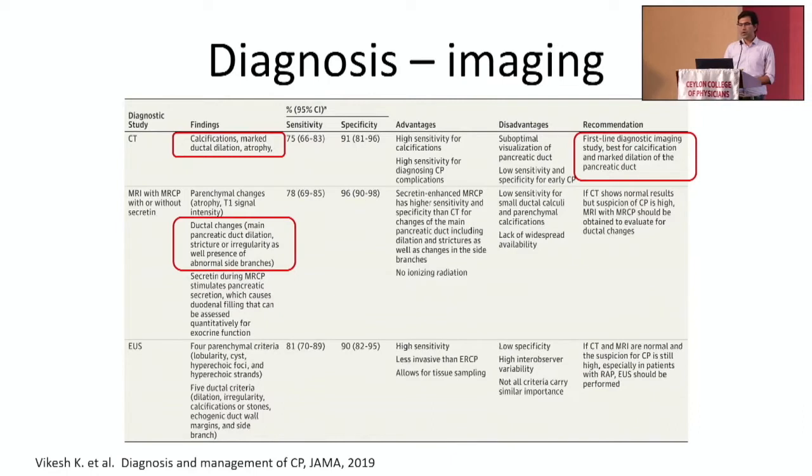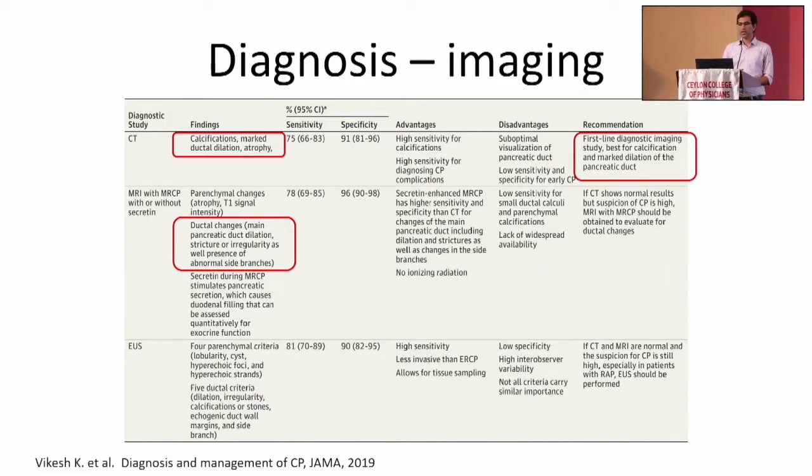So in this slide, I want to highlight a few things. This slide summarizes the imaging modalities available for the diagnosis of chronic pancreatitis. As I previously mentioned, contrast CT abdomen is the first line imaging modality to look for calcifications, pancreatic atrophy, and presence of duct dilatation. But the contrast CT abdomen may not be very sensitive in diagnosing early chronic pancreatitis.